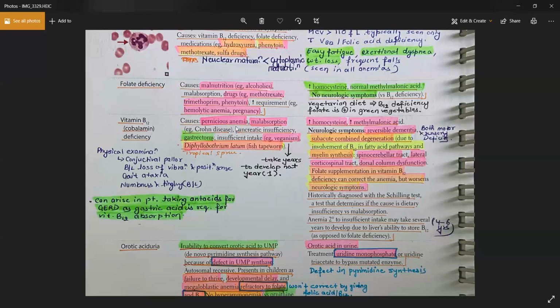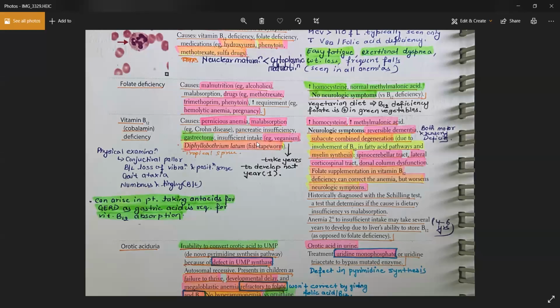It could be malabsorption, like in case of pancreatic enzyme deficiencies such as chronic pancreatitis, like in Crohn's disease, or like in tropical sprue. You can have a deficiency of vitamin B12, right? Gastrectomy, because when you remove the stomach, you remove the parietal cells, and as a result the vitamin B12 will be lost.